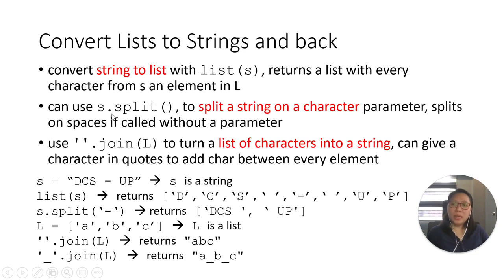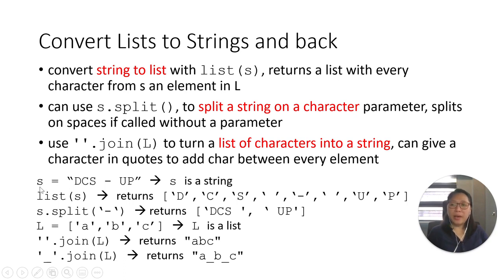And then we can use S.split to split a string on a particular character. If there is no character inside the parentheses, this splits using the space character. And to turn a list of characters into a string, we can use this .join(L). So let's take a look at these examples.